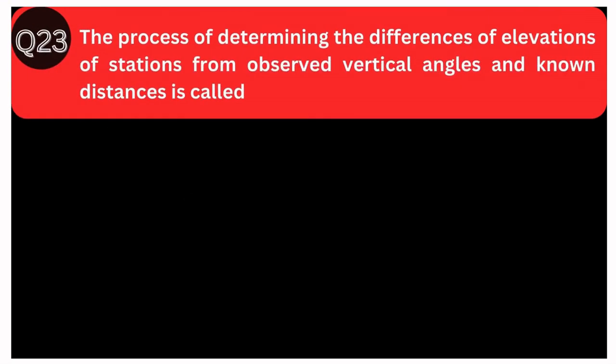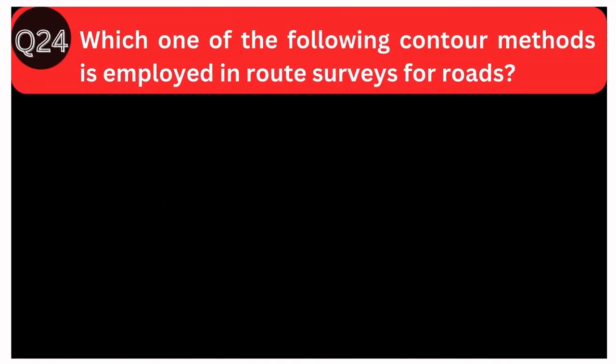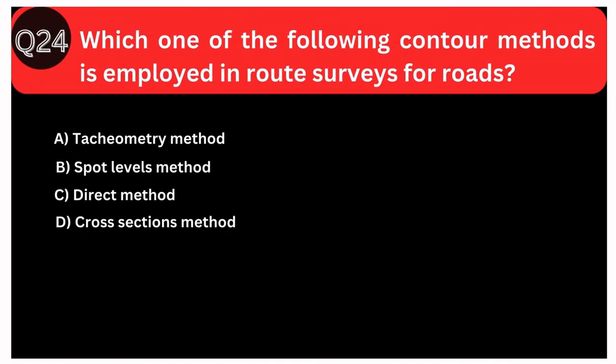The process of determining the differences of elevations of stations from observed vertical angles and known distances is called? Option A. Dumpy leveling. B. Plane table leveling. C. Trigonometric leveling. D. Reciprocal leveling. Answer C. Trigonometric leveling.